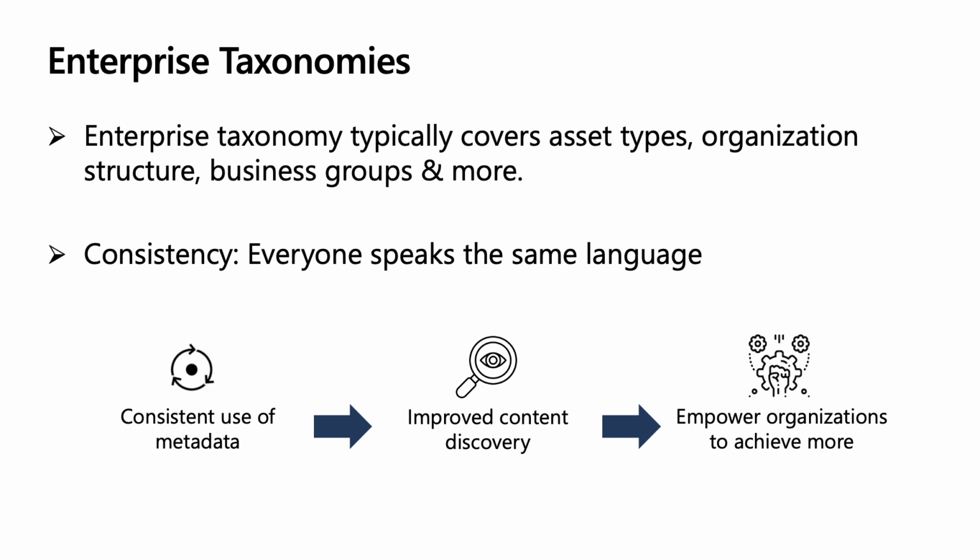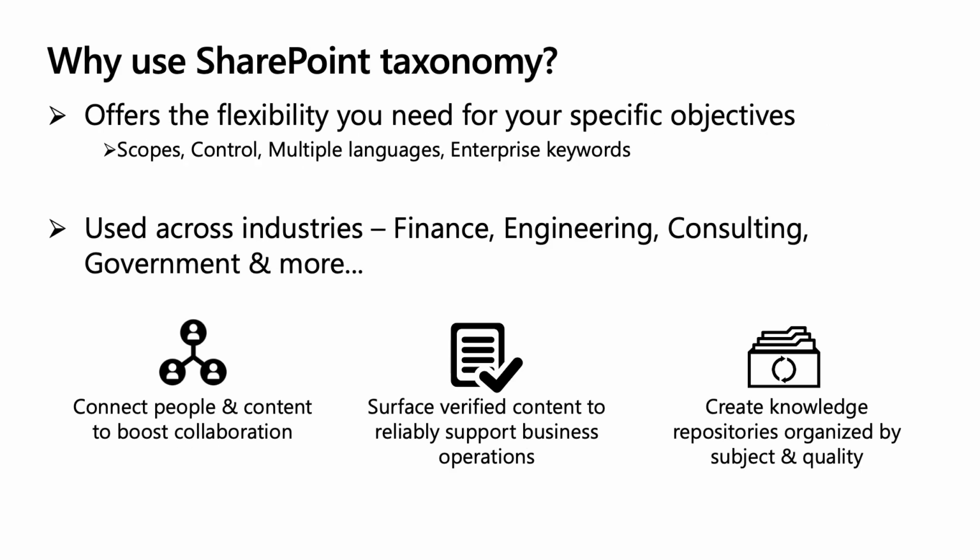Coming to SharePoint, there exists a taxonomy service known as the term store that allows you to define a collection of terms with different levels and properties and make those terms available to end users in document libraries, lists, and even Office documents. SharePoint's term store has the flexibility that allows you to meet your specific objectives. It gives you multiple scopes. You can define terms that are available across your organization and to all your sites, or limit them to particular sites based on your need.